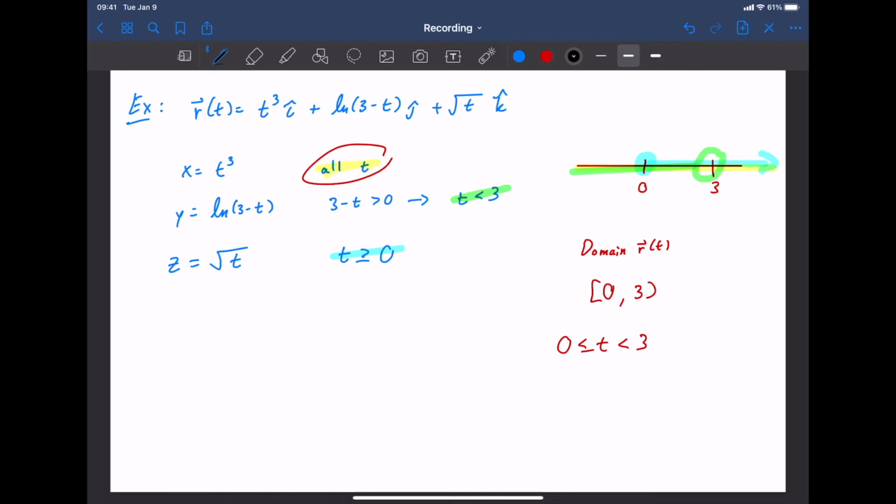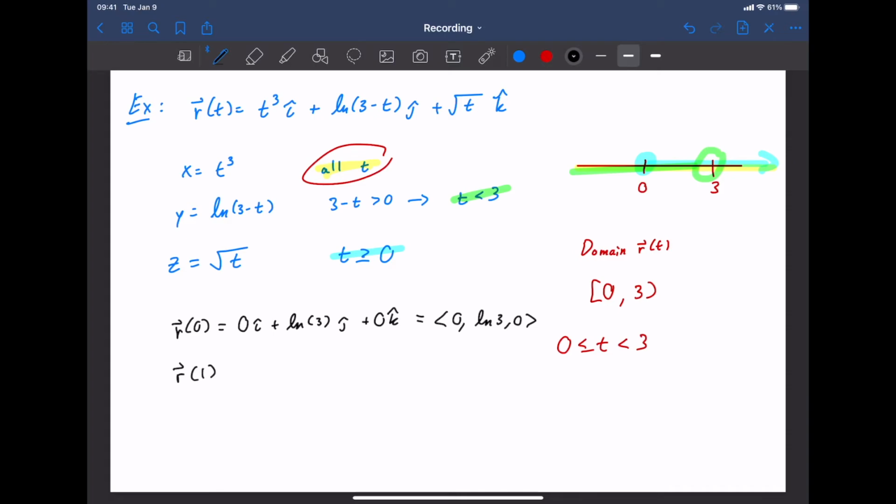In terms of plugging values in, there's not much to see here. If I wanted to find out what r of 0 is, we would just get 0 i hat plus natural log 3 j hat plus 0 k hat, right? Not very interesting at all. Again, you could write that in component form. In some sense, this is the initial coordinate. This is where we're starting from because it's inclusive.